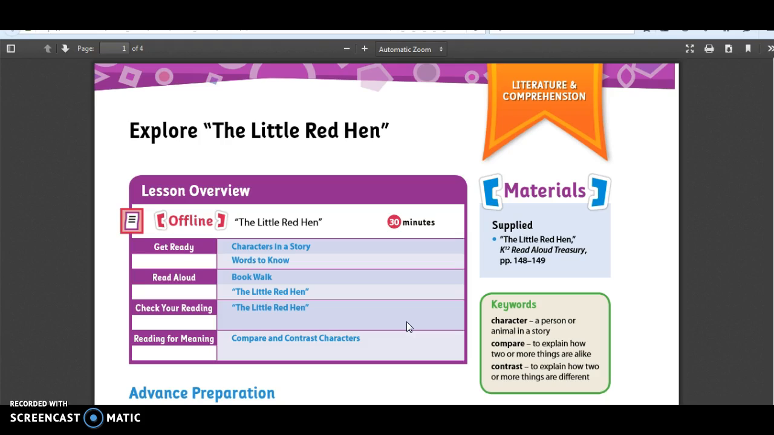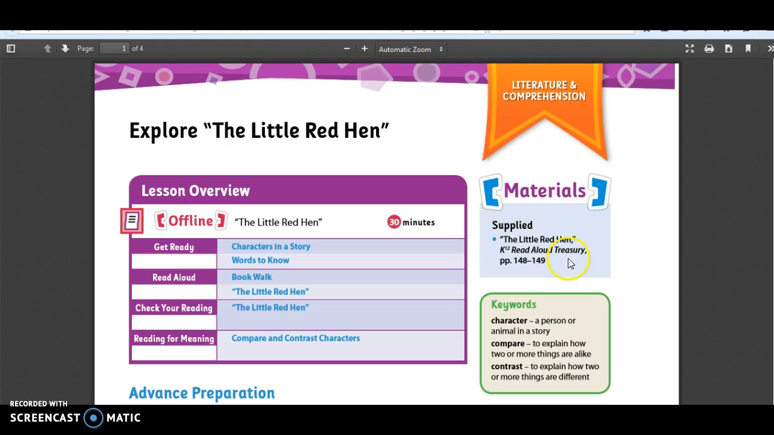We're going to continue to work in Unit 20. We're on Lesson 5. We're still looking at the story, The Little Red Hen. If you are doing Lesson 5 on a separate day than you did Lesson 4, then there are some activities you will want to complete before you move on in Lesson 5.